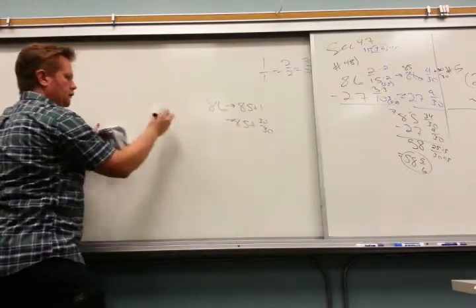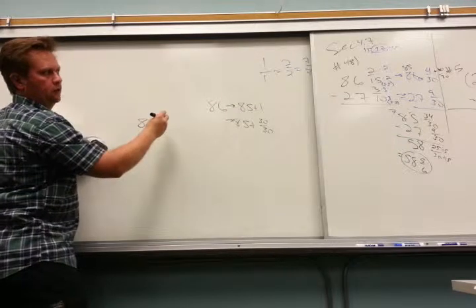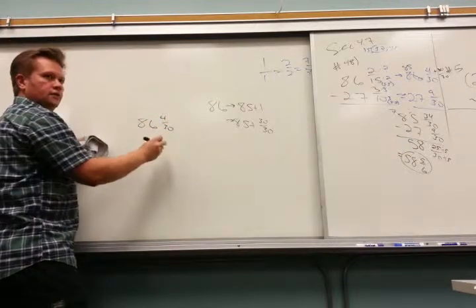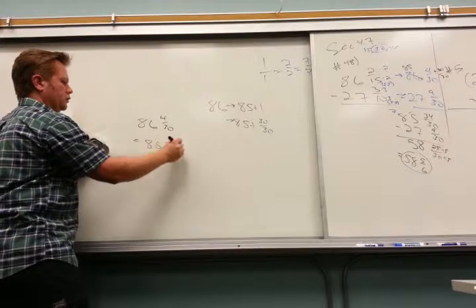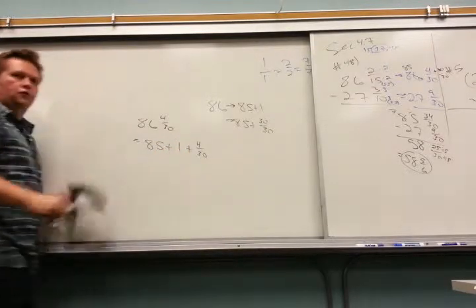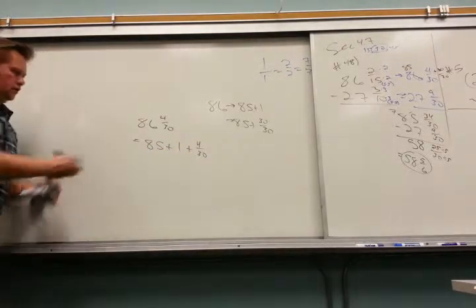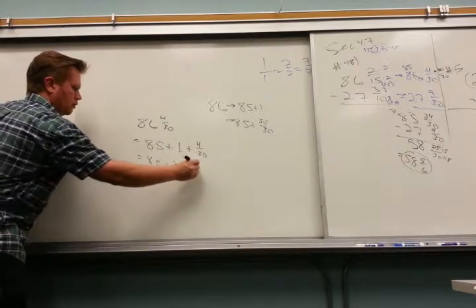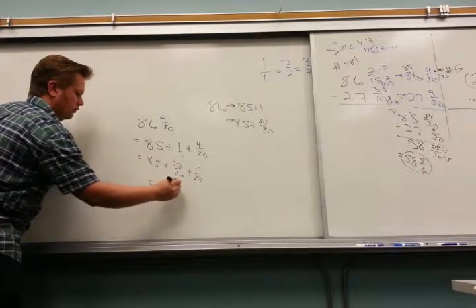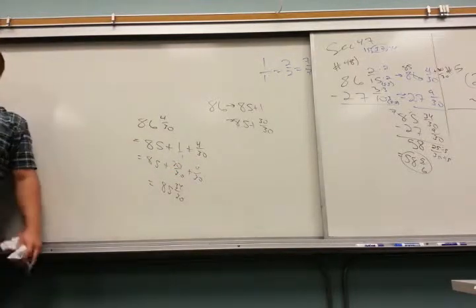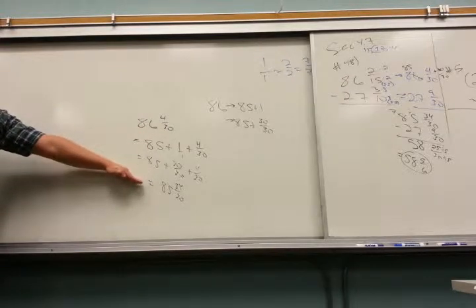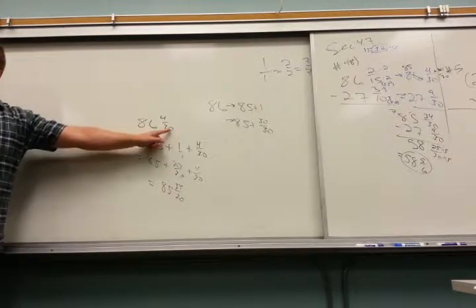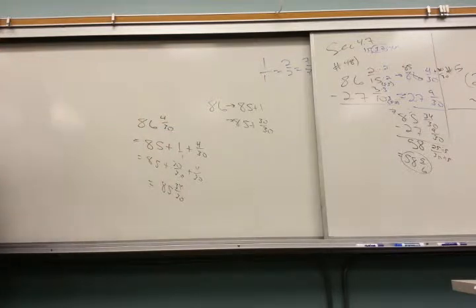So, if I have 86 and, what was it, 4/30, I can make that 85 plus 1 plus 4/30. Which is 85 plus 30 over 30, which is 85 and 34/30. That's really what's going on in the background there, right? Take 1 away from him and add it to this fraction. Well, I can't add it to the fraction unless they have like denominators. 1 always becomes that thing over that thing, right?